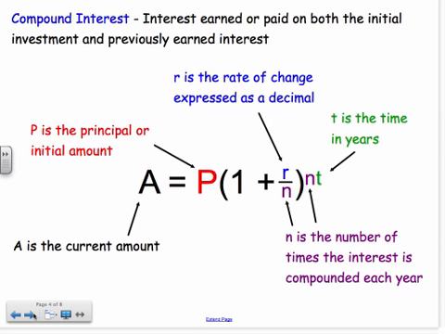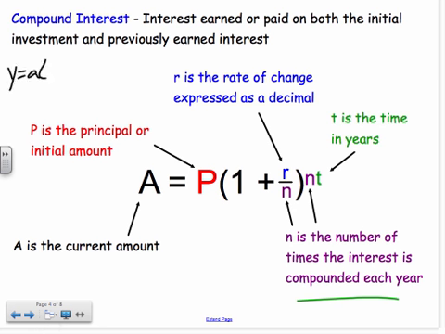And look at that. It's the exact same thing as our exponential growth, but now we have to take into account how many times it's compounded a year. This n here, that's my new thing, the n. How many times it's compounded a year. If it's compounded yearly or annually, it's just once a year. So it's really the same thing as my exponential growth equation.